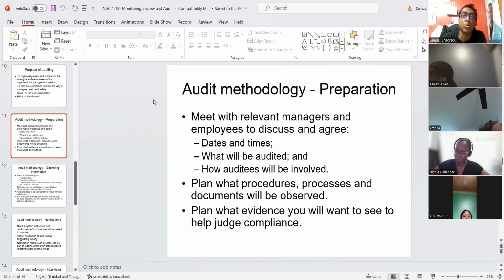Let's talk about the preparation. If you are planning an audit, meet with relevant managers and employees to discuss and agree the date and times of the audit, what would be audited, and how auditees will be involved. Plan what procedures, processes, and documents you would want to observe, and you have to let them know that as well. Plan what evidence you'd want to see to help judge compliance.